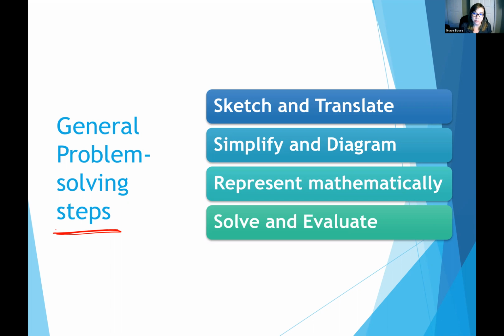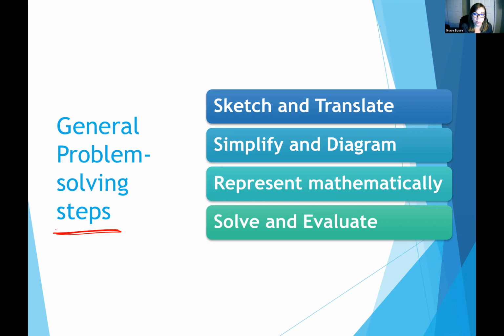The next step is to simplify and diagram. What you should do in this step is choose a coordinate system. Choose an X hat, a Y hat, and a Z hat. It's up to you how those things point. You get to decide how they point, and you might not want them to point perfectly vertical and horizontal. You might choose to have them tilted depending on the problem.